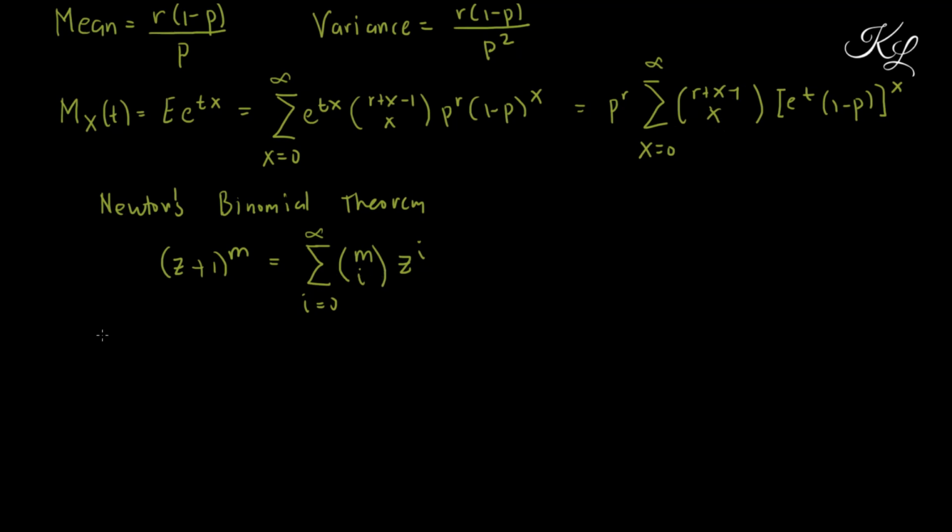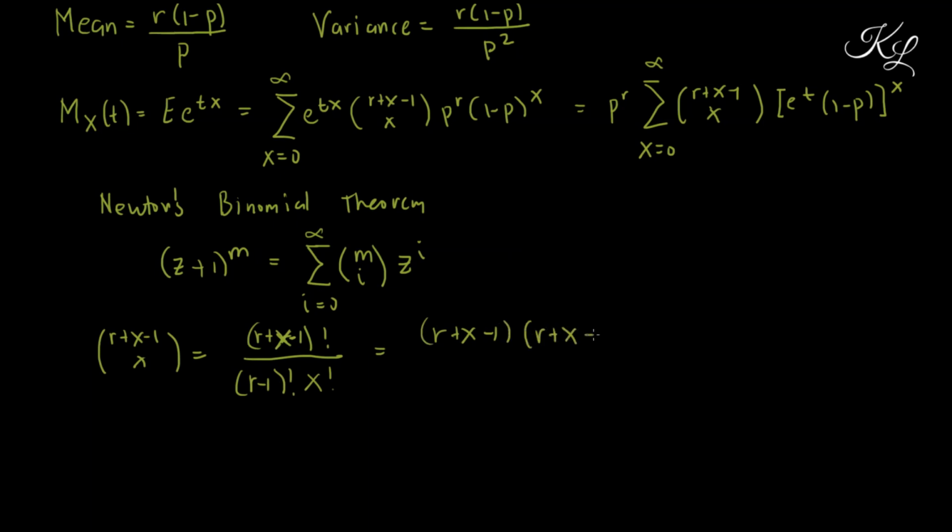So let me have r plus x minus 1 chooses x, and this can be expanded as r plus x minus 1 factorial over r plus x minus 1 minus x, which is r minus 1 factorial, times x factorial. If we expand it, this is r plus x minus 1 times r plus x minus 2, because r plus x minus 1 minus 1 is this term, and so on. Let's stop when our terms will be cancelled by the terms at the denominator, so we have only r, because r minus 1 down to 1 is cancelled by r minus 1 factorial. We're left with x factorial.